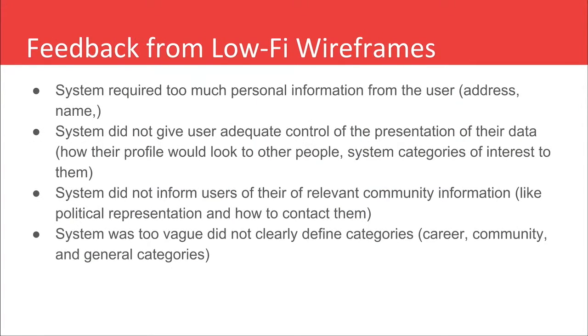We received feedback for the lo-fi wireframe from Group 4 and our professor. They suggested that the system required too much personal information from the users, addresses and names. The system did not give users adequate control of the presentation of their data, how the profile would look to other people, and categories of interest to them. The system did not inform users of their relevant community information, like political representation and how to contact them. And the system was too vague and did not clearly define categories: career, community, and general categories. So when it was time to create our prototype, we kept these criticisms in mind to make our designs more effective.